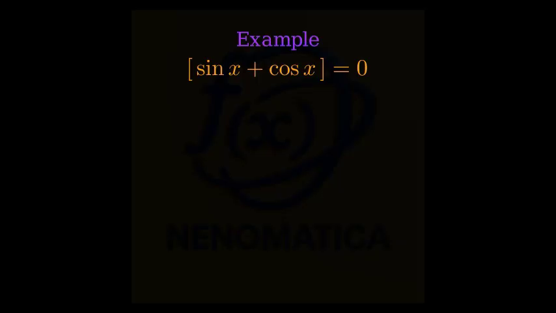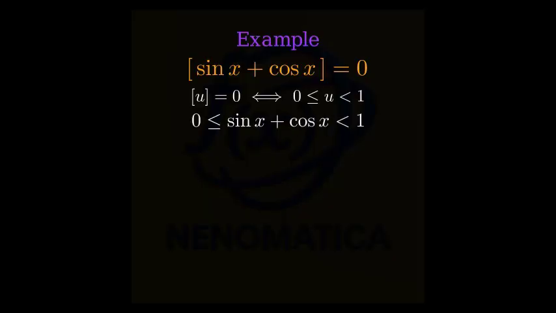Step 1. Use the floor function definition. If floor of u equals 0, then u must be at least 0 and strictly less than 1. Applying this to our expression gives 0 is less than or equal to sine x plus cosine x, and that is strictly less than 1.